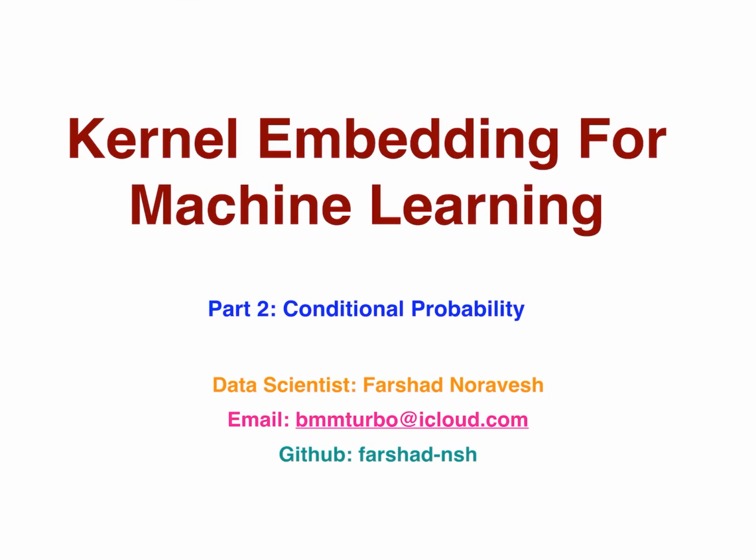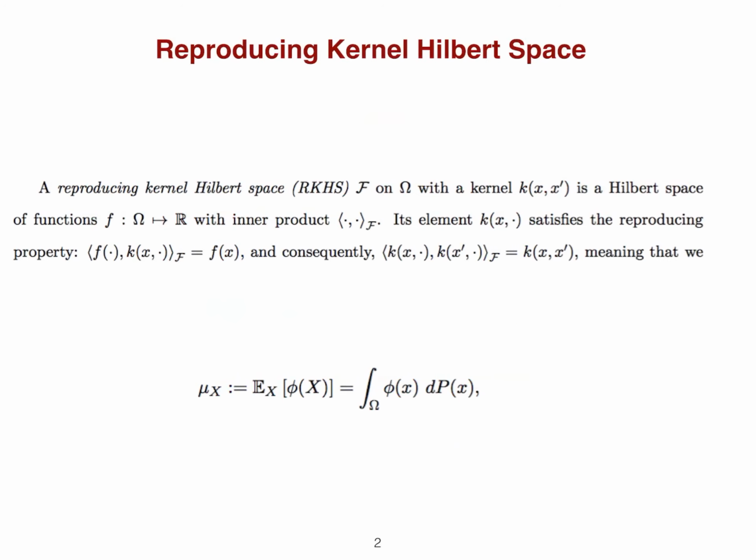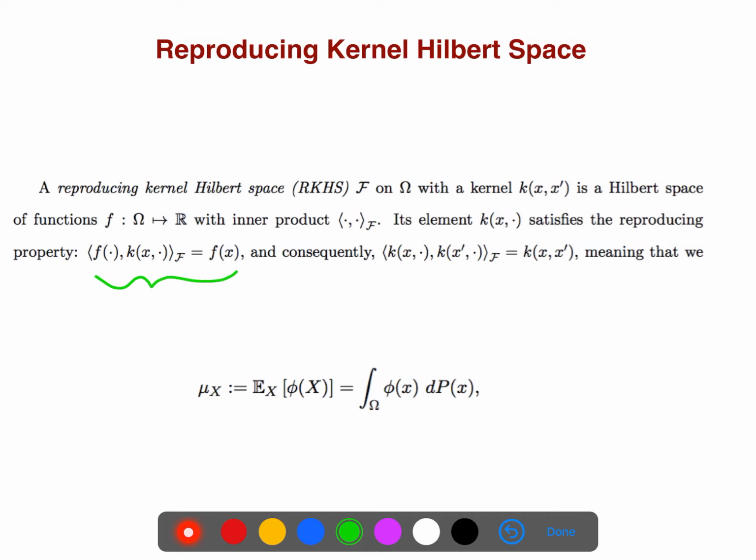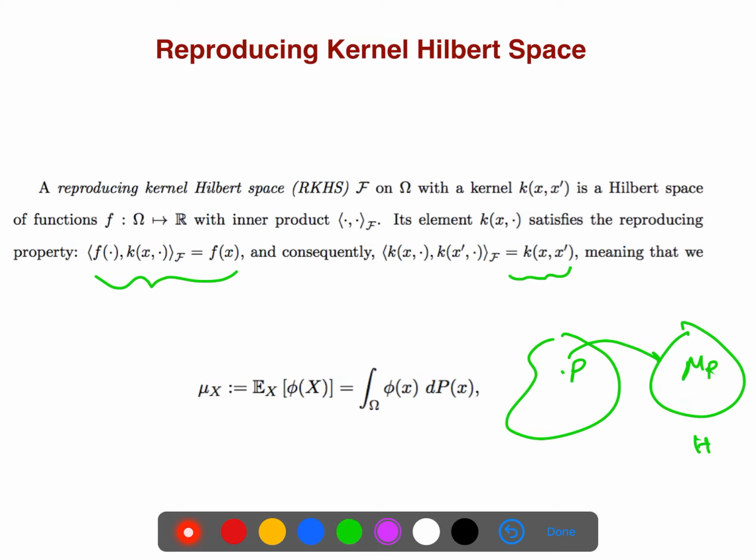So now we are talking about conditional probability. A reproducing kernel Hilbert space, with a kernel, is a Hilbert space of functions with an inner product. Its elements satisfy the reproducing property. This is the reproducing property, and this is our kernel. So we mapped our distribution from P to mu of P in the Hilbert space, and this was our distribution space.